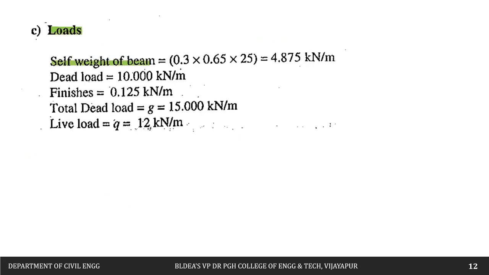First one is the self weight of the beam: cross section multiplied by the density. Cross section is 0.3 times overall depth 0.65, multiplied by the density of concrete, that is 25. If you multiply, you get 4.875 kN/m. Then next the dead load, already given as 10 kN/m. Floor finishes we can take as 0.125 kN/m. Therefore total dead load will be equal to 15 kN/m. Then next is the live load, which is already given, that is 12 kN/m.